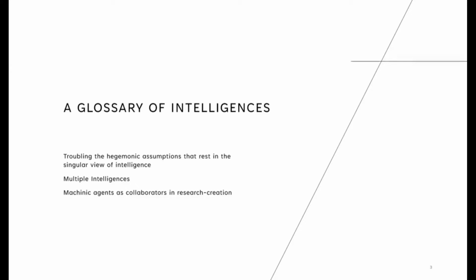So contesting the normative assumptions of intelligence also stemmed from a curiosity about what machine intelligence might mean in the context of non-human agency. And this led to the decision to include a machinic agent into our research creation project. So in its final form, our project became an experimental writing process between three humans and the natural language processing model, collaboratively and iteratively weaving a glossary of intelligences.